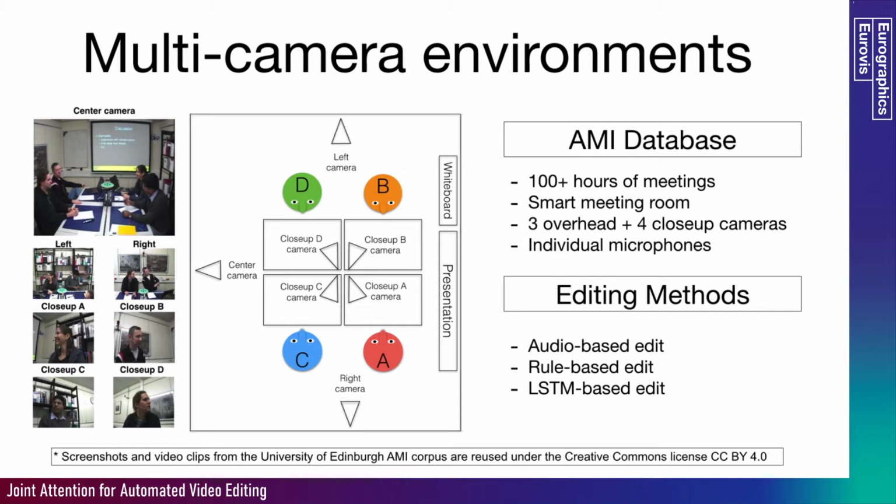So using the idea of joint attention, we want to create an edit that shows the most salient point in the room at any given time. So to this end, we propose and implement 3 editing techniques based on joint attention: the audio-based edit, rule-based, and long short-term memory neural network-based edits.